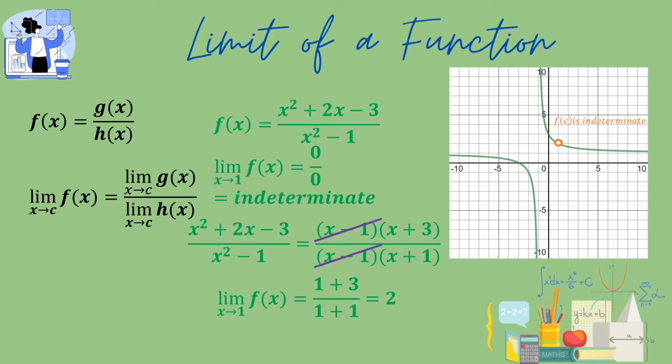Although f is not defined at 1, the graph can verify that as we trace the curve from the left of 1 and from the right of 1, the y values approach 2, and therefore, the limit of f of x as x approaches 1 is equal to 2. This example illustrates that the limit of a function as x approaches c is not always equal to the function value.